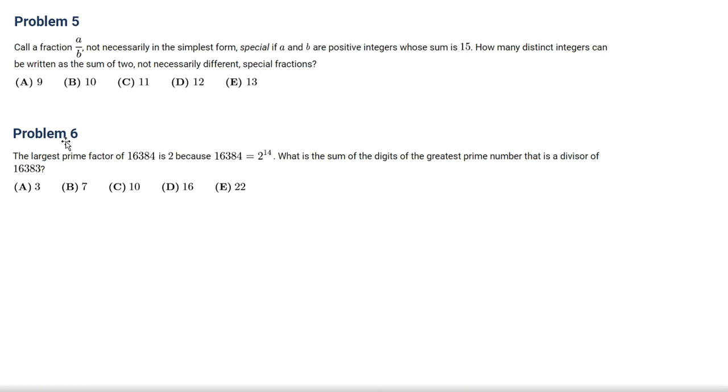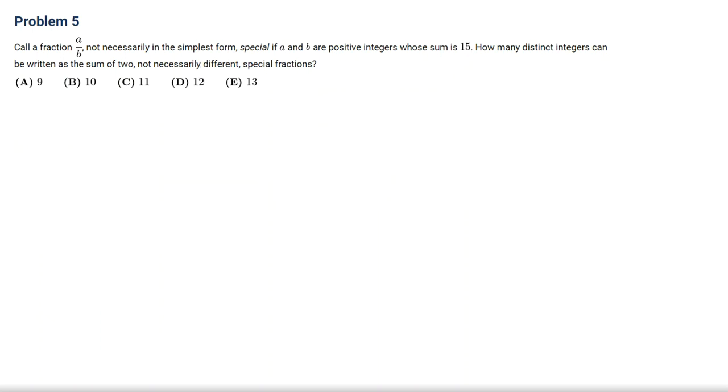Problems 5 and 6 for AMC 12B 2021 fall. Let's solve them. Problem number 5. It says call a fraction a over b, not necessarily in the simplest form, special if a and b are positive integers whose sum is 15. How many distinct integers can be written as the sum of two, not necessarily different, special fractions?